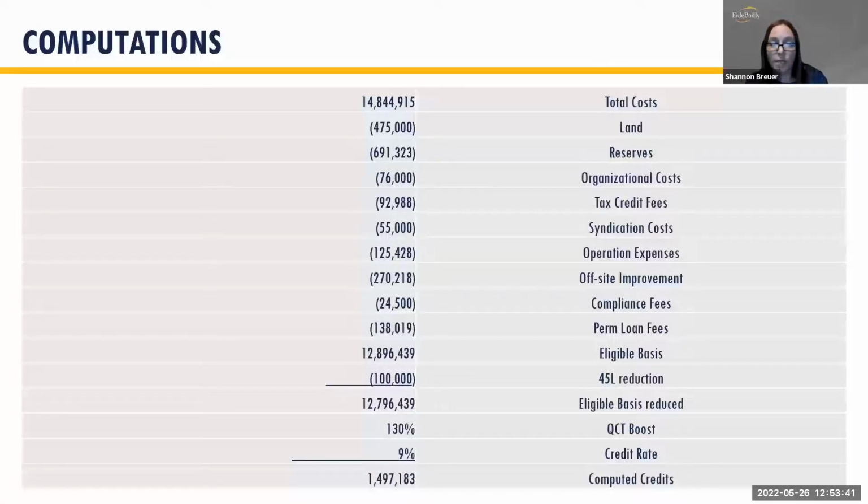That puts our eligible basis at $12,796,439. And when we receive the 130% boost on there and we have a 9% credit rate, it gives us a tax credit of $1,497,183 when you do the math on it.